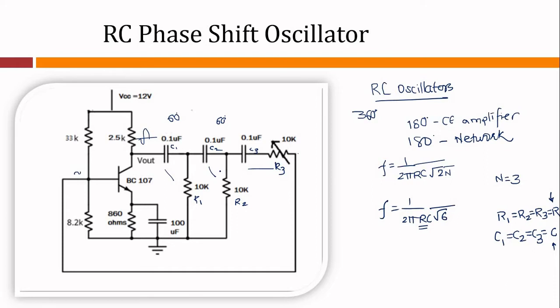So overall, whenever we discuss oscillators, the very first thing is we have to have a phase shift of 360 degrees. One is provided by your CE amplifier, and another one has to be provided by the network. And as we have discussed, if the three resistors are equal in value, that is R1 equals R2 equals R3, and the capacitors C1 equals C2 equals C3 equals C, then the frequency of oscillations produced by the RC oscillator is simply given as f equals 1 upon 2 pi RC under root of 6.